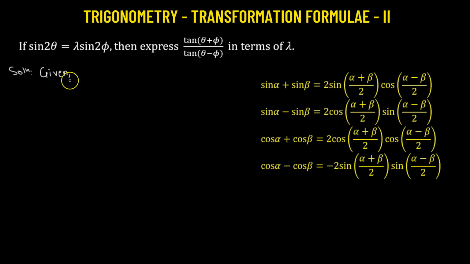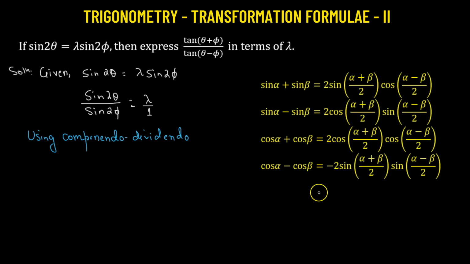We are given sine of 2 theta equals lambda times sine of 2 phi. Let's do one thing. Let's divide both sides of the equation by sine 2 phi. So we have sine 2 theta divided by sine 2 phi on the left hand side, and on the right hand side we only have lambda, which can also be expressed in ratio format as lambda over 1. There is a reason why we are writing it in this particular fashion, because in the next step we're going to apply the componendo dividendo method.